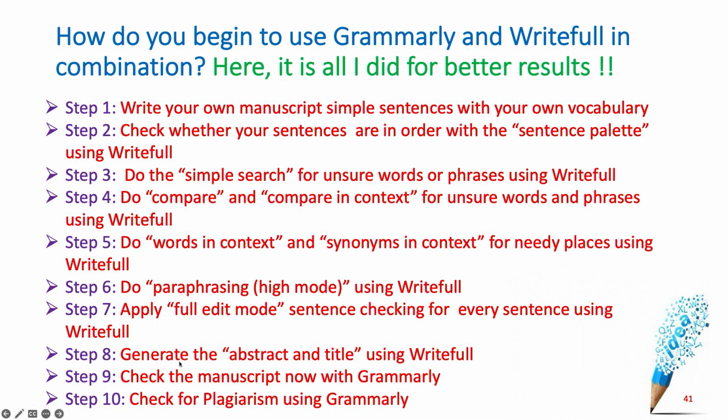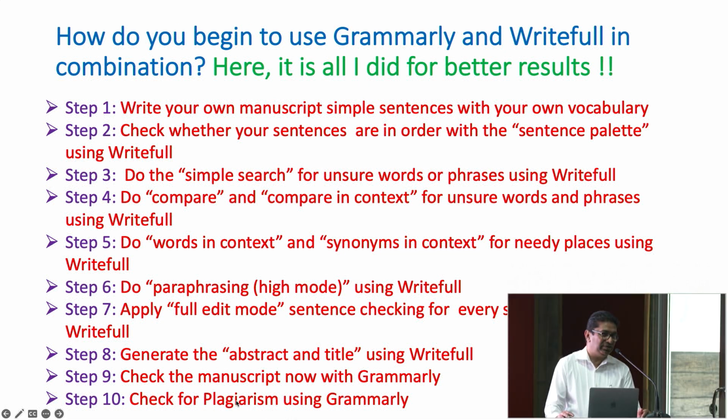Once you are ready with your manuscript, then only you go for Grammarly. The Grammarly comes later, and you check the manuscript now with Grammarly. Grammarly will help you put everything into 100% correct English, because the Grammarly software is meant to correct English, right? Number 10, check for plagiarism using even Grammarly. The premium version has plagiarism inbuilt. You can check at this moment whether the similarity index is less than 5%. In my case, I go for 2%.